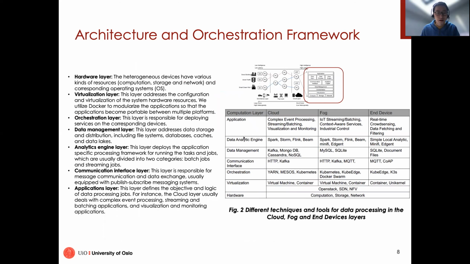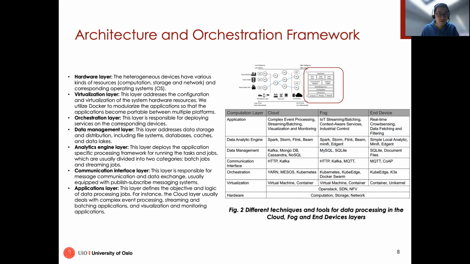In this table, we show the details about the process engine, which consists of different layers. The hardware layer consists of heterogeneous devices with various kinds of resources, for example, computing resources, storage resources, and network resources. The virtualization layer can consist of different kinds of virtualization technologies, here with the highest complexity from hardware heterogeneity. The orchestration layer is responsible for deploying services on the corresponding devices.